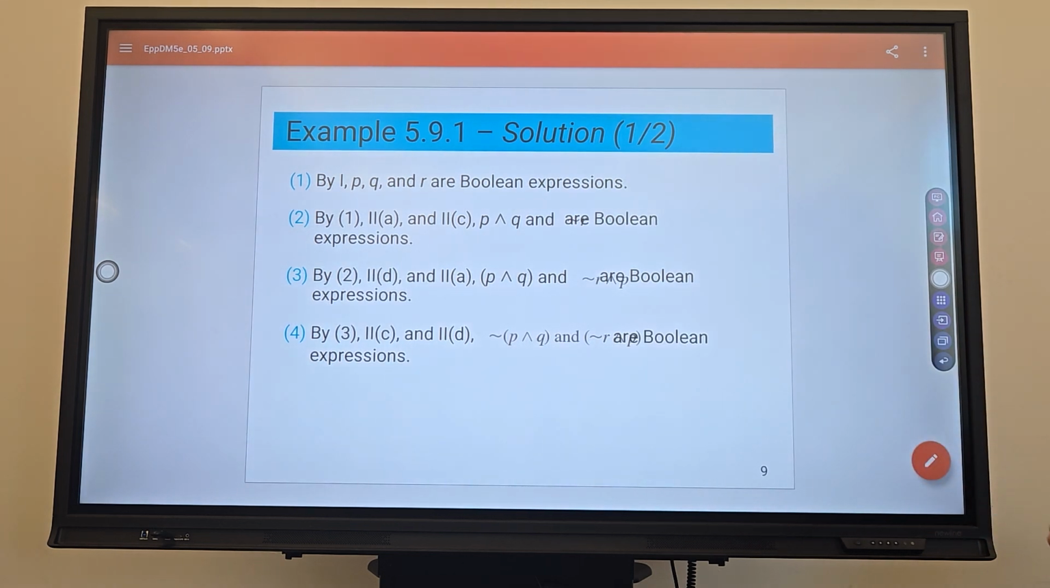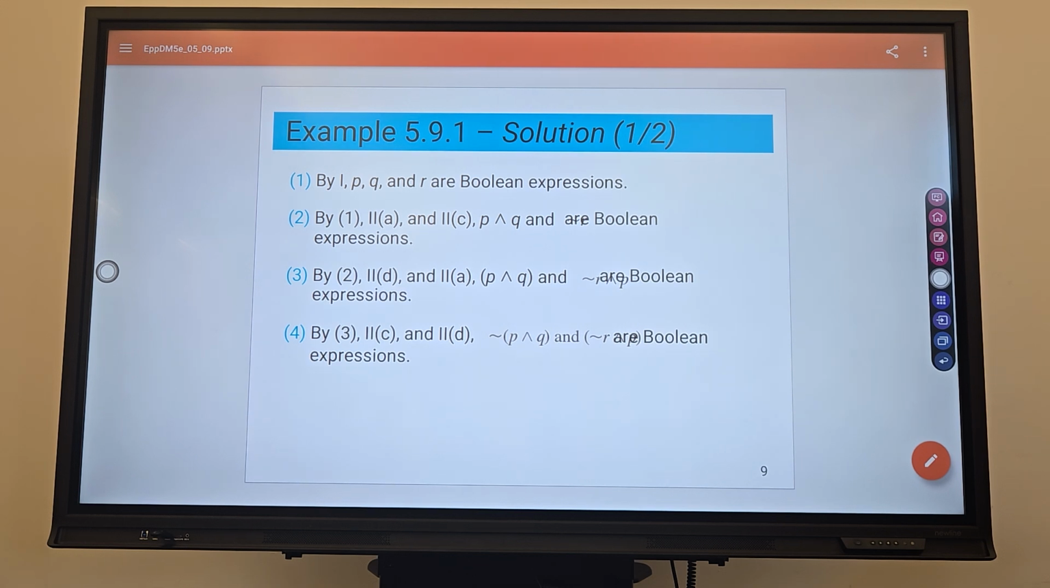Okay? By 1, P, Q, and R are Boolean expressions because they're letters in the alphabet. By 1, 2A and 2C, P and Q, and not R are Boolean expressions. By 2, 2D and 2A, P and Q in parentheses, and not P, not R and P are also Boolean expressions.